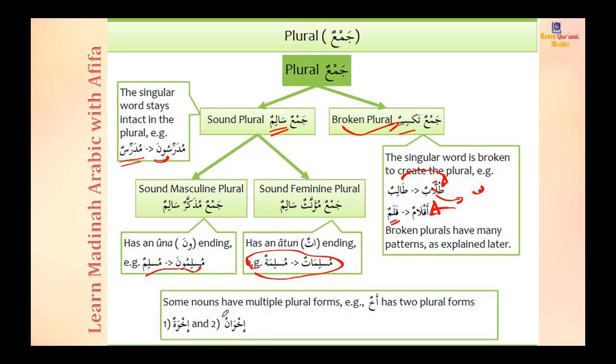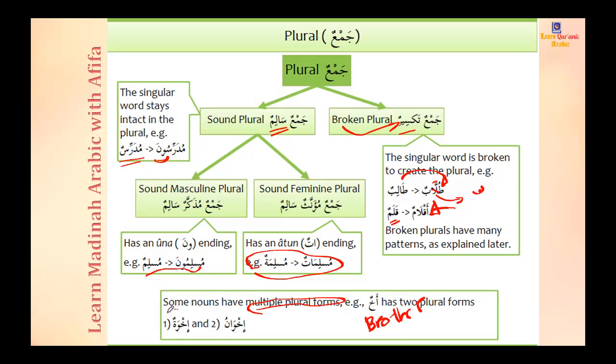Now, some nouns have multiple plural forms. It's not a lot. There's a handful of nouns that will have multiple plurals. And here's a very common one that you should learn. Akhun means brother in Arabic, brother. And two plurals are used. One is ikhwan and the other is ikhwatun.